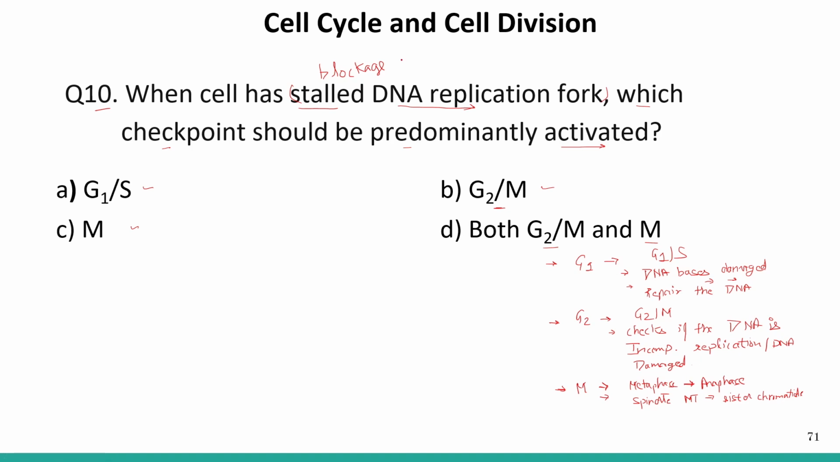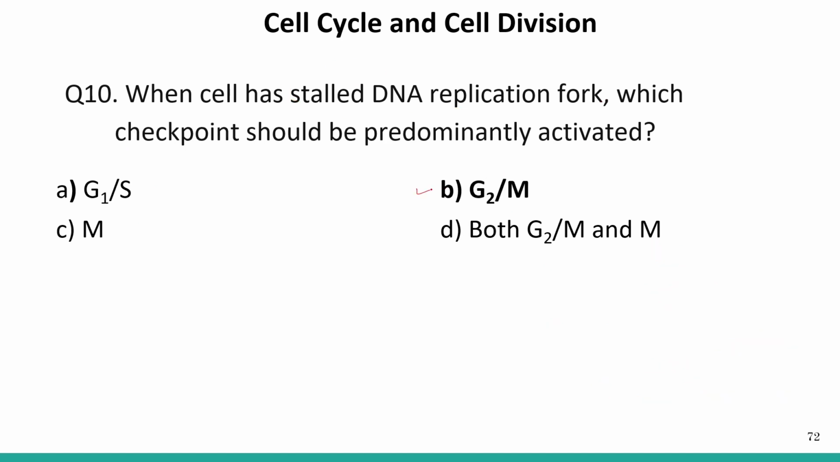So what should be the answer? They are asking about the incompletely replicated DNA. So the answer should be option B. This G2M checkpoint should be activated if there is a stalled DNA replication fork leading to incompletely replicated DNA.